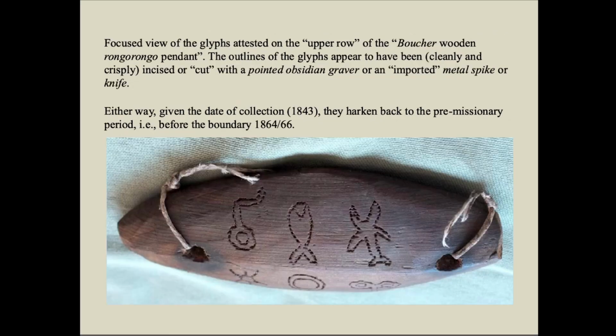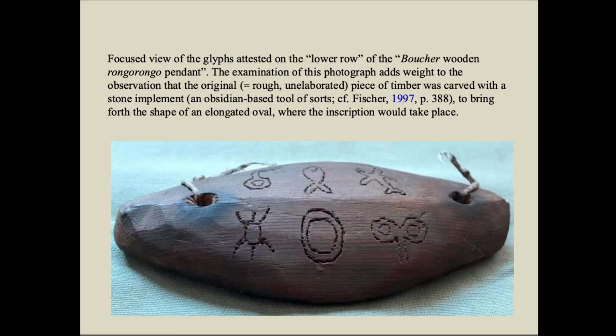And there you can see the top row of glyphs. Next slide. Bottom row glyphs. And note that these glyphs are all right side up. Well, that makes sense because this was a pendant hanging around someone's neck, presumably, and you'd want to see the glyphs. You wouldn't be turning it upside down to see the next line of glyphs.